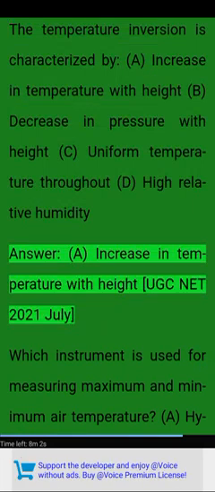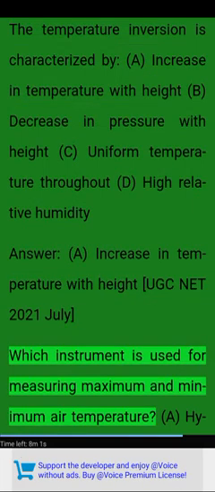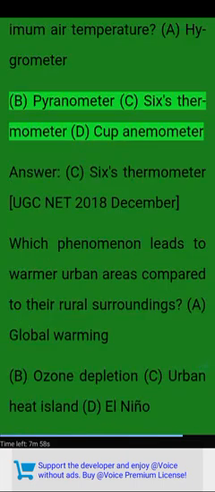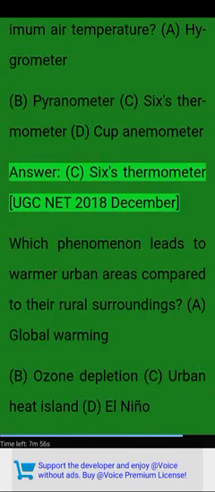UGC NET 2021 July. Which instrument is used for measuring maximum and minimum air temperature? A. Hygrometer. B. Barometer. C. Six's thermometer. D. Cup anemometer. Answer: C. Six's thermometer.